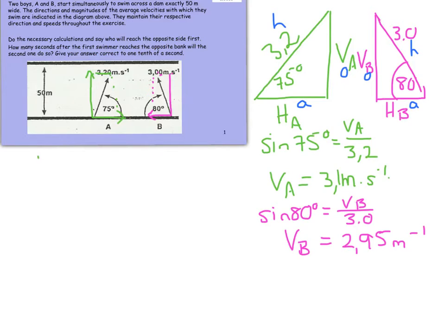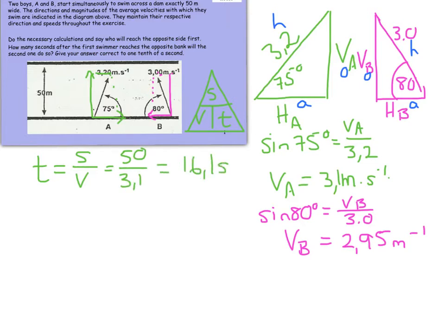So first let me work out the time of A. If you remember your triangle, I don't need to use equations of motion because there's no acceleration, it's all happening at constant velocity. So speed is equal to distance over time, and therefore time is equal to distance over speed. The distance is 50 meters, the speed is 3,1 meters per second, and I get 16,1 seconds to get across that river. Simultaneously, I've got boy B.